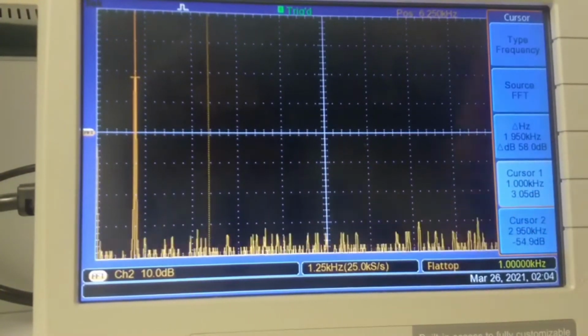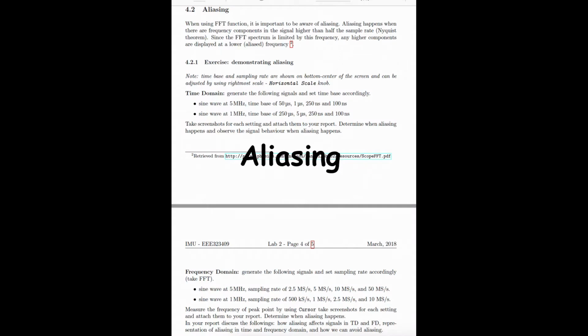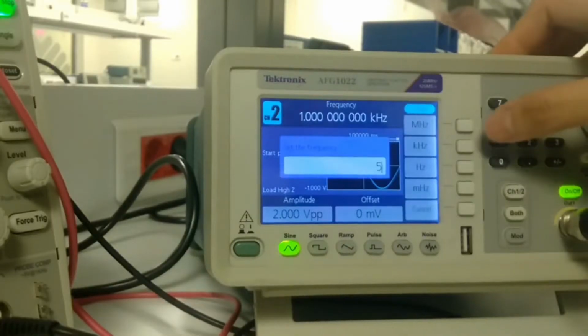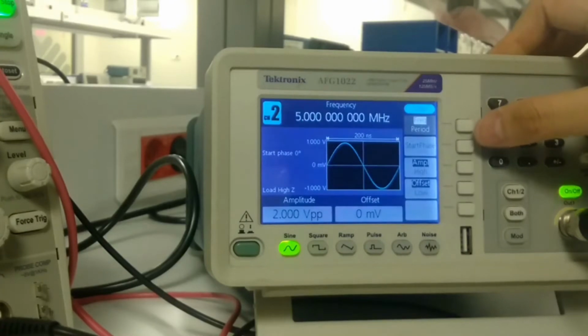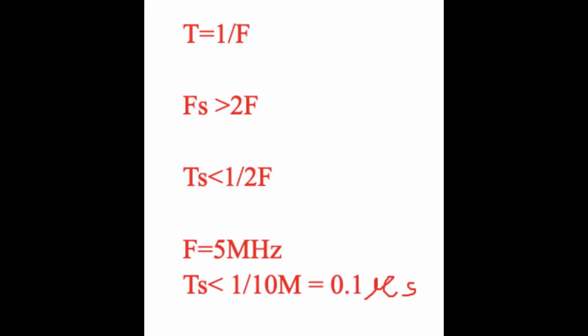The second part is the aliasing. Aliasing means we use the wrong sampling rate. When it happens, the actual frequency will be considered as a lower frequency or a higher frequency, giving you the wrong result. Our signal frequency is 5 MHz. This is the formula to get the sampling time. With frequency 5 MHz, sampling time should be less than 0.1 microsecond.